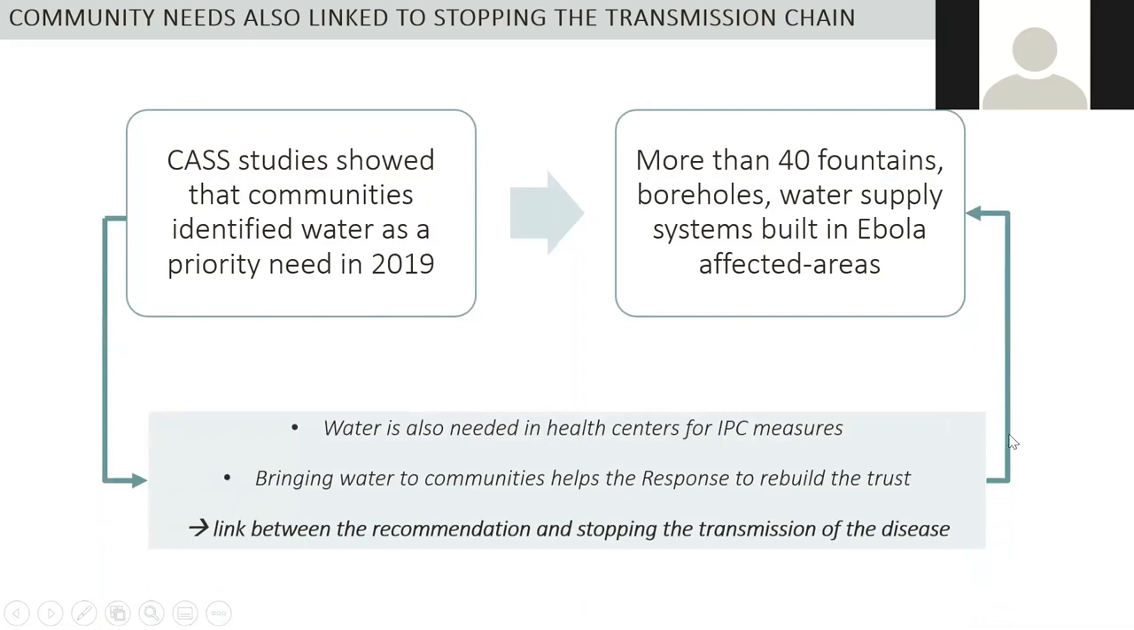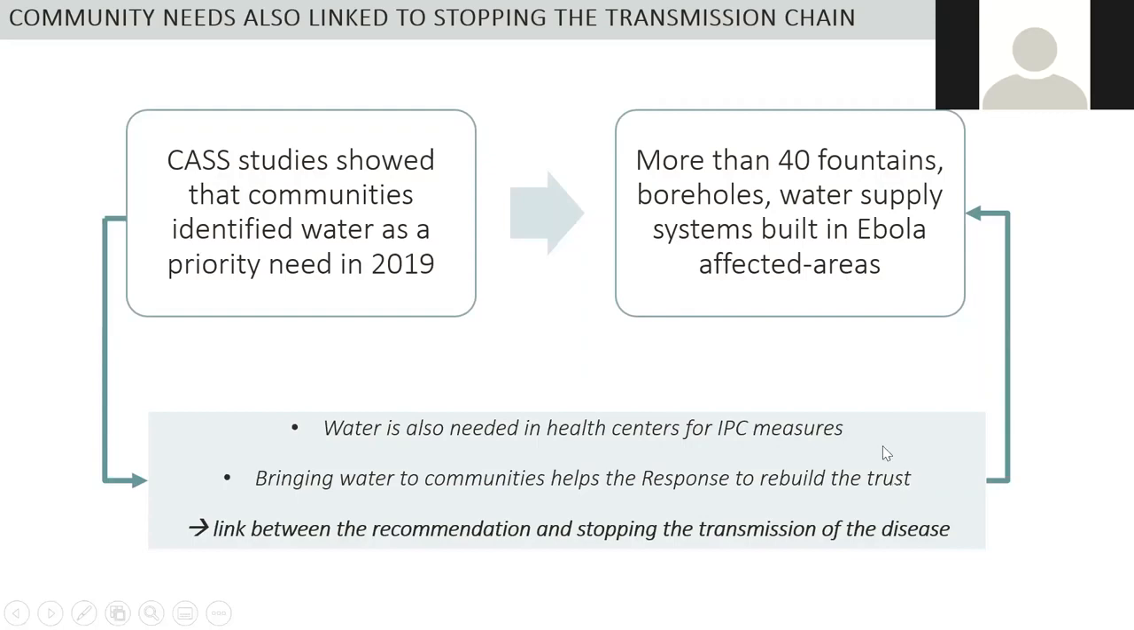But here again, we see that actually water can be strongly linked to stopping the transmission of the disease, because water can be used for IPC measures in health centers, but also bringing water to communities was a way for the response team to rebuild the trust. And so here again, you can see very clearly the link between our data, the recommendation, and how to stop the transmission of the disease, which we said was the one common goal of all actors. And all of that made the use of integrated evidence much easier, because everyone could see the purpose of using this data.